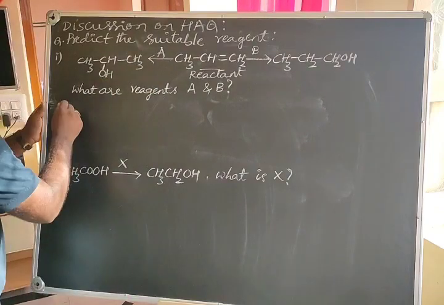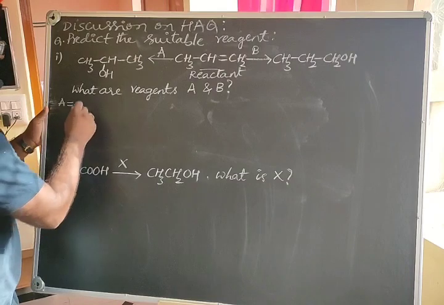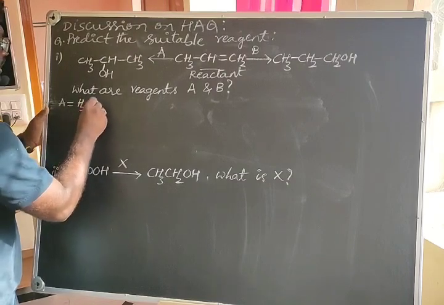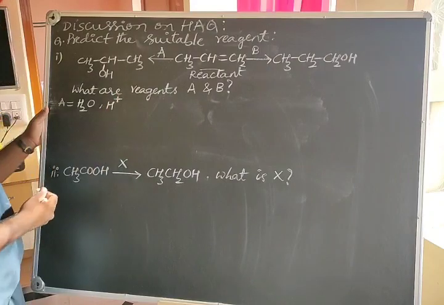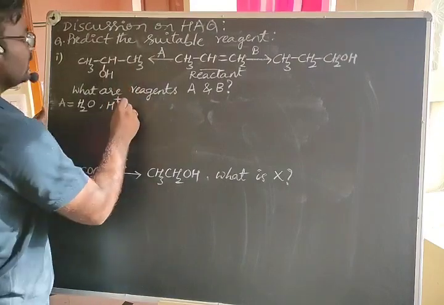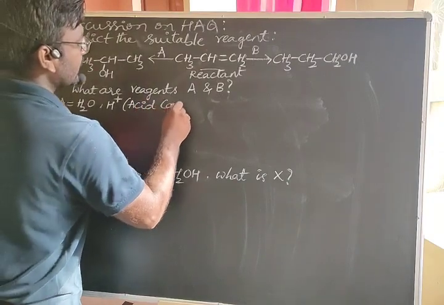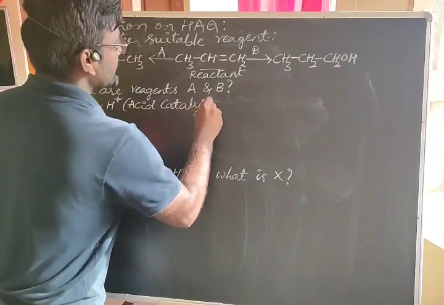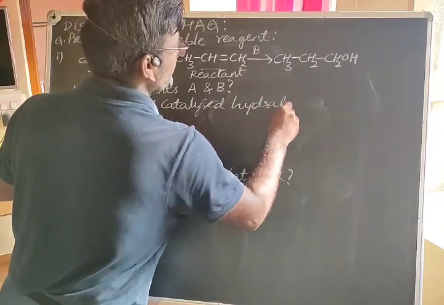So A is acid catalyzed hydration. For that you have to use H2O in the presence of acidic medium. So that gives propan-2-ol as the product. So it is called acid catalyzed hydration.